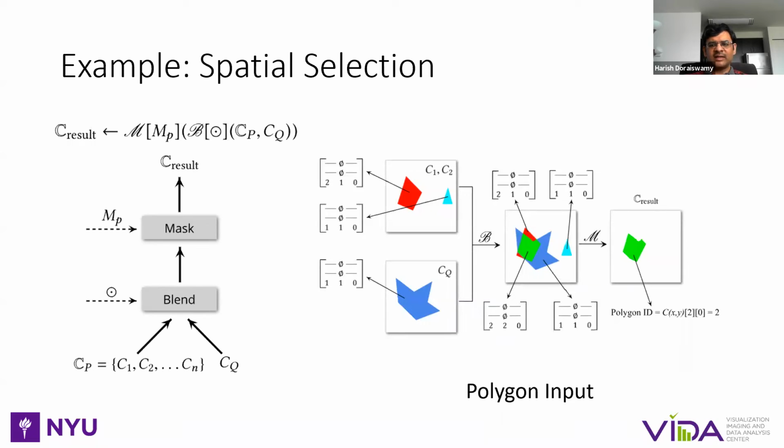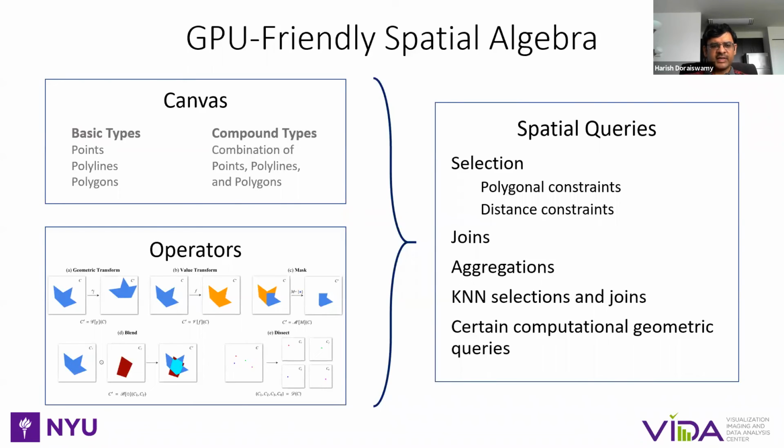And what is interesting is that the same set of operations can be used even if the input is changed to polygons. So again, it's just that the input and the query polygon are blended and then the mask is applied. To summarize, our model supports both basic primitives such as points, lines, or polygons, and also any combinations of these primitives. And we define 5 basic operators, which we show in the paper is sufficient to realize common spatial queries, such as selections, joins, aggregations, and even KNN queries.